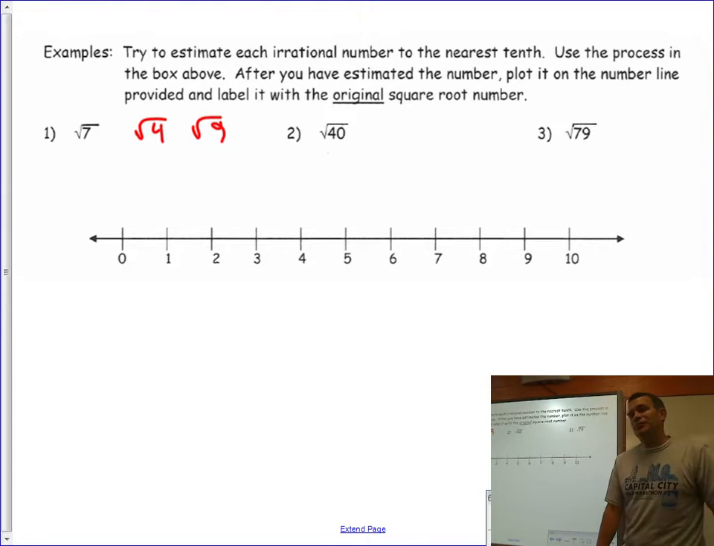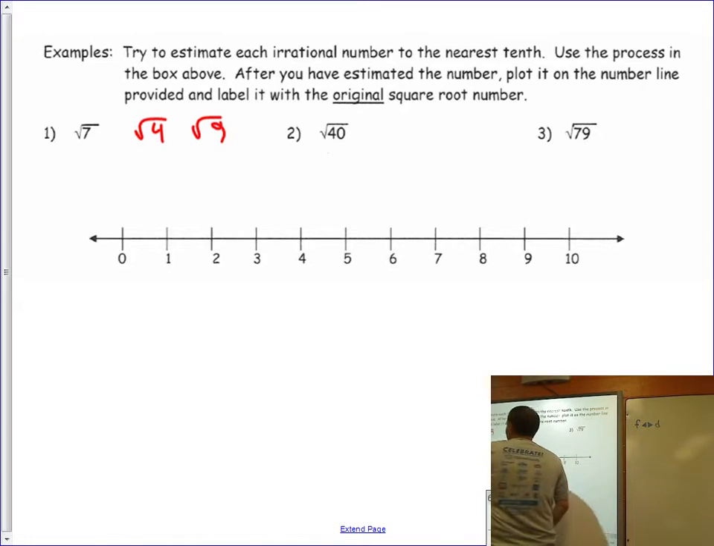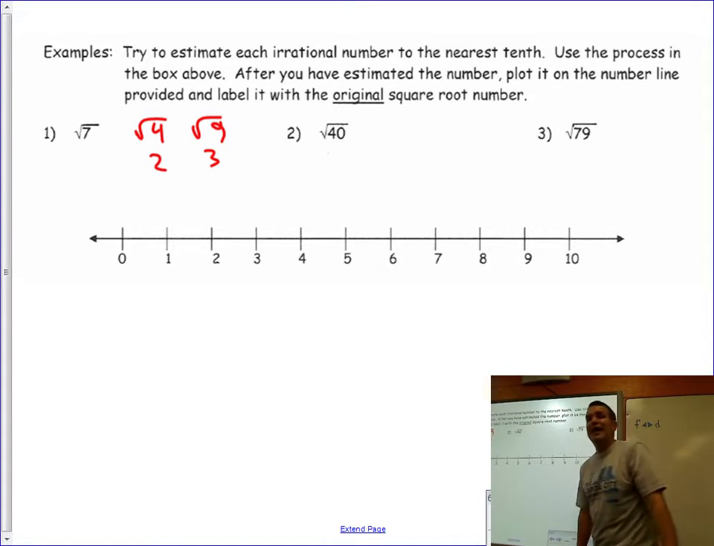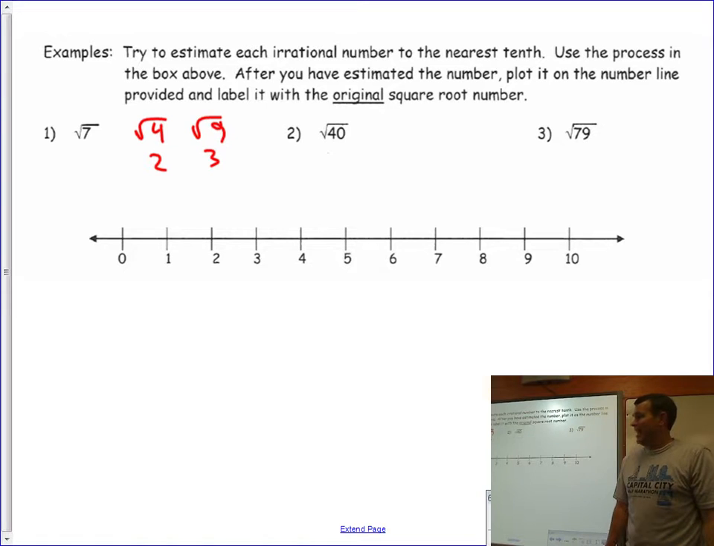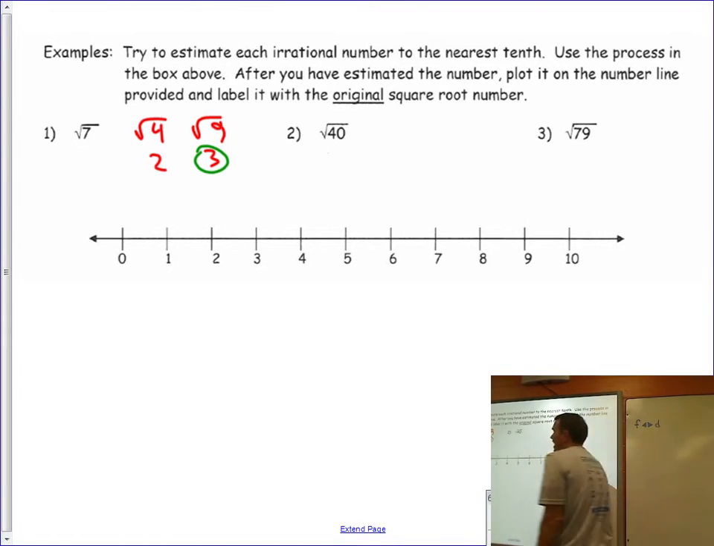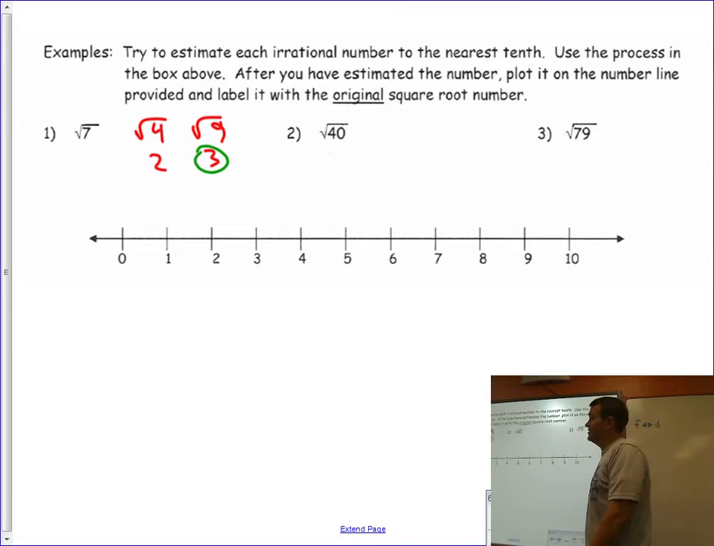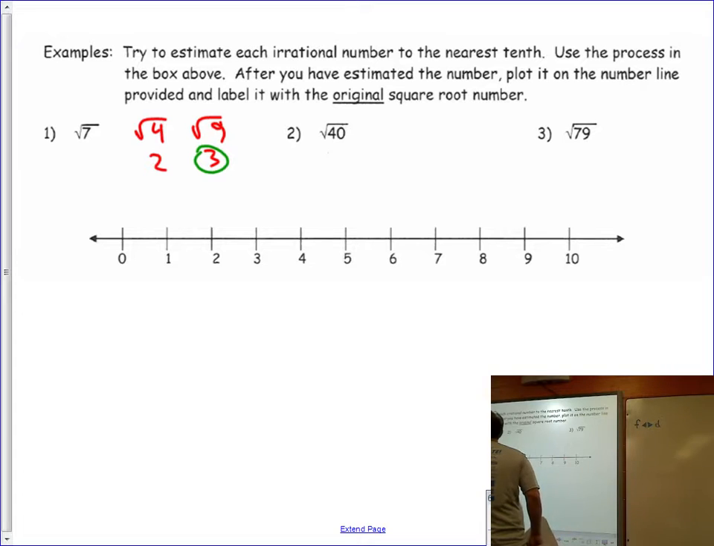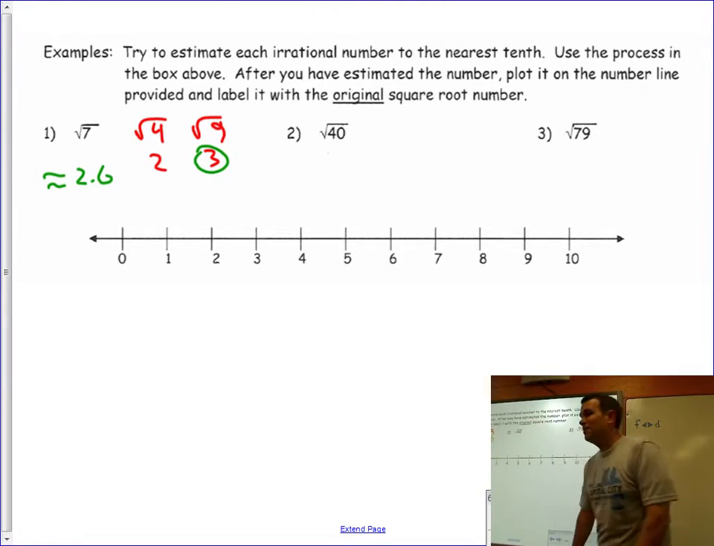So 7 is between the square root of 4 and the square root of 9, which means its square root is between 2 and 3. And 7 is closer to 9, so its square root is going to be closer to 3, and I would probably go about 2.6.